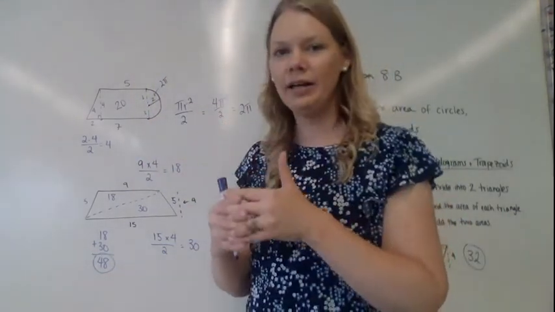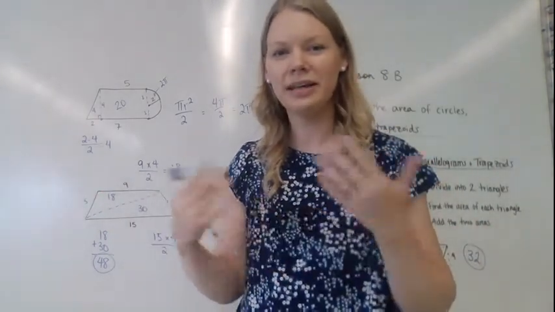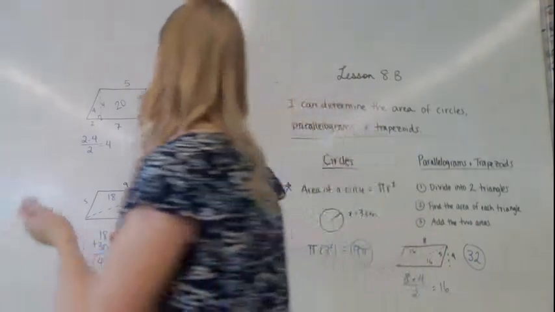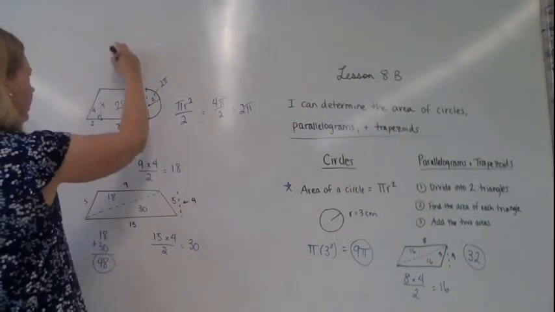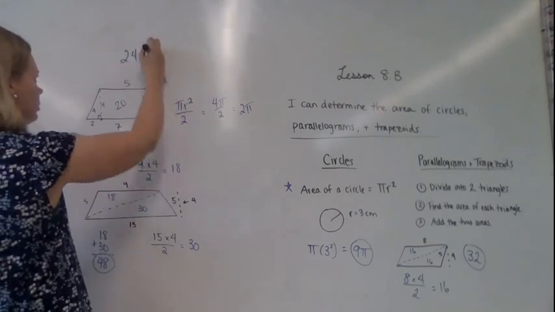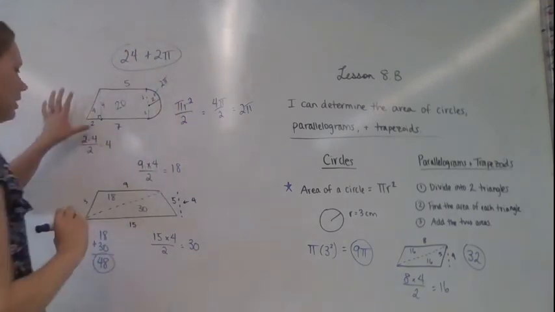Once we have the area of all of the 3 different pieces of this shape, we can just lastly add them together. And so we've got 4 plus 20 is 24, and then I'm just going to say plus 2 pi. And that is our area for this shape.